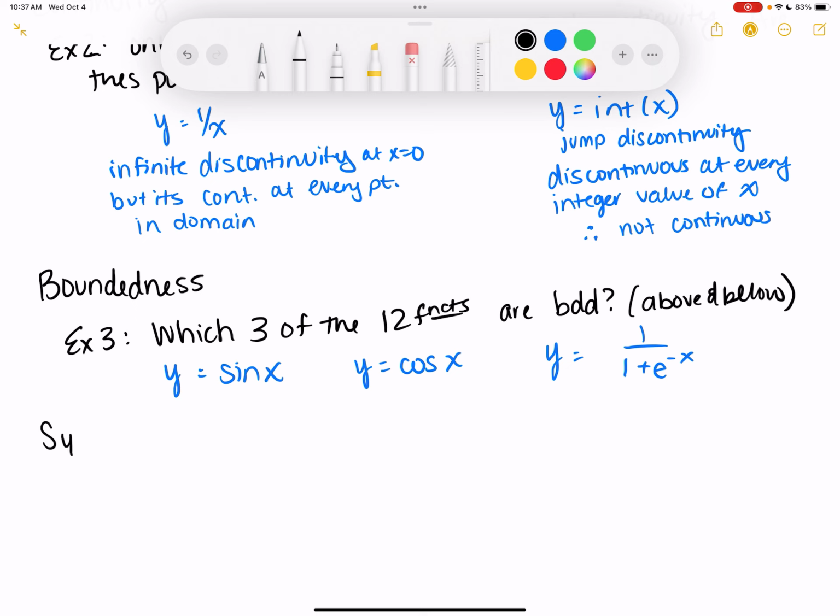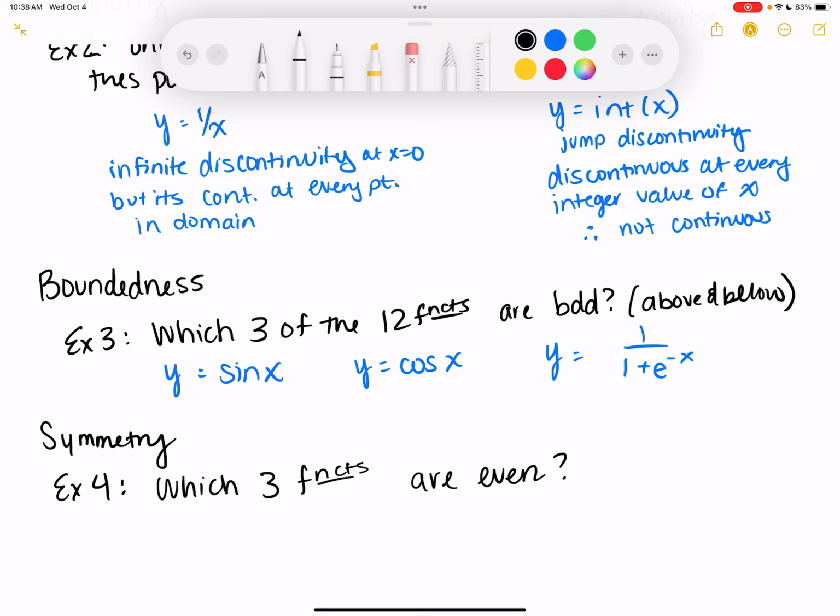All right, symmetry. Which 3 functions are even? And just so you know, the book is going to say of the 12, pretty much every time. Yeah, well, I think they do that so that they're not talking about every function in the world. So which 3 functions are even?